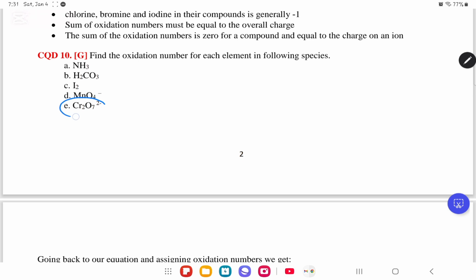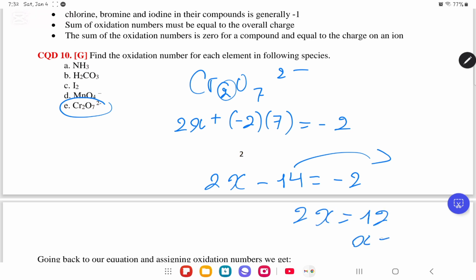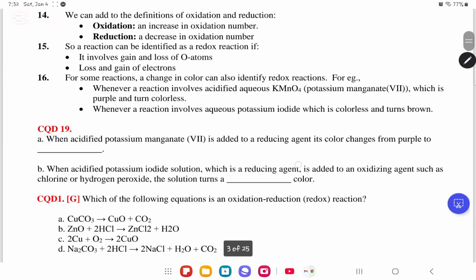Now finally for Cr2O7, 2 minus. We don't know Cr, so it's going to be X. But since there is a 2, it becomes 2X. In addition, minus 2 times 7 is equal to minus 2. So 2X minus 14 is equal to minus 2. Bring minus 14 to the other side. 2X is equal to 12. X is then equal to 6. So the oxidation number of Cr is 6, and the oxidation number of O is minus 2. And that's it for CQD number 10.